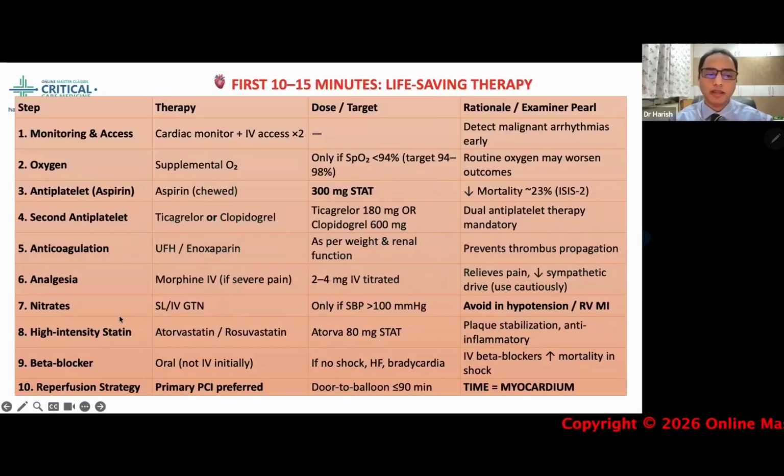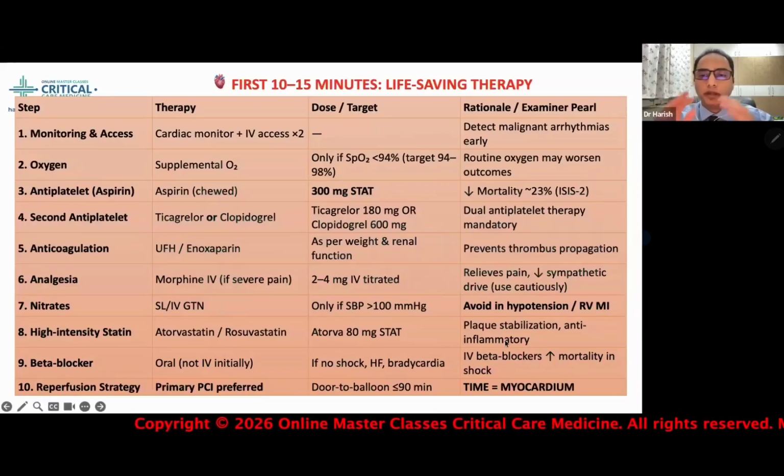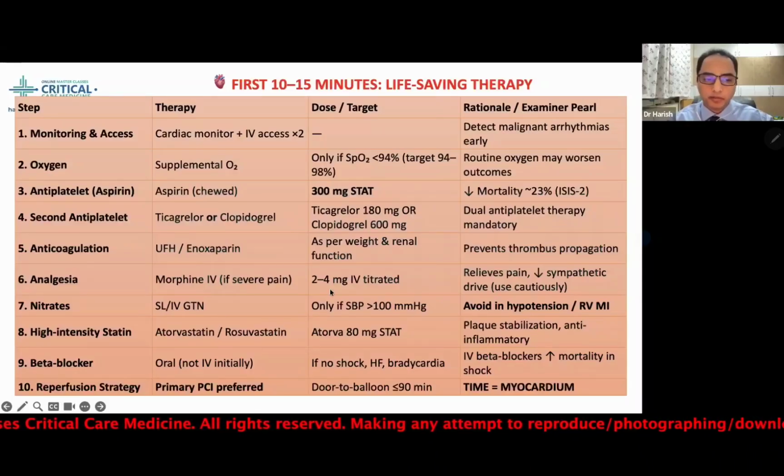Okay. So high intensity statin, atorvastatin or rosuvastatin. Usually atorvastatin 80 milligram stat, which helps in plaque stabilization, and it also has some pleiotropic action with anti-inflammatory property.